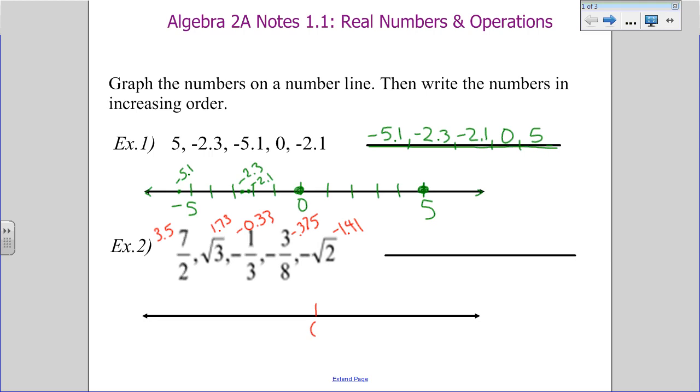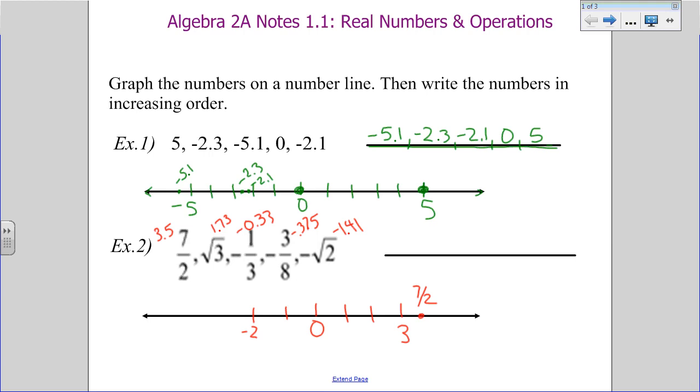So we're going to start with 0, and we're going to go all the way out to 3, and then we have to go to negative 1.4. So we're going to have negative 1, negative 2. So now we need to graph these. This is where 3.5 would be, but I'm going to label it as 7/2. That was the original number we had.